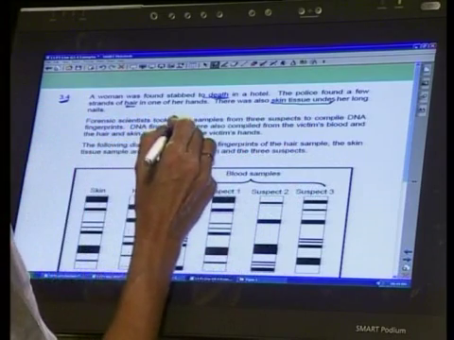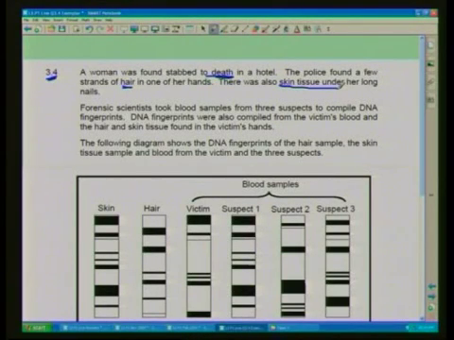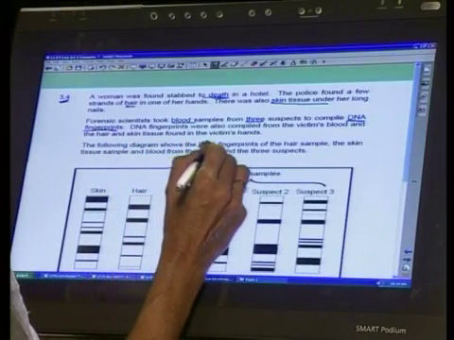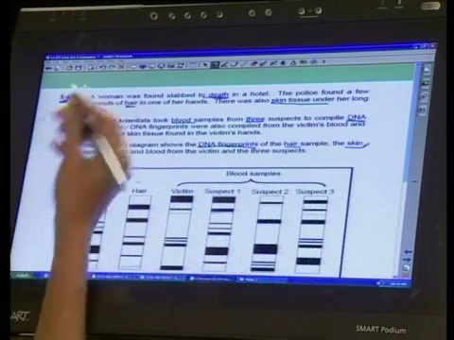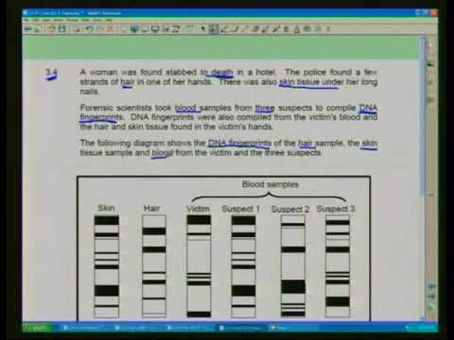And the story gets more interesting. Forensic scientists took blood samples from 3 suspects to compile DNA fingerprints. So now we know there are things going down. This is CSI. DNA fingerprints were also compiled from the victim's blood and the hair and skin tissue found in the victim's hands. So the following diagram shows the DNA fingerprints of the hair sample, the skin tissue, and the blood from the victim and the 3 suspects. So what are we going to try and do now? We're going to try and line them up.